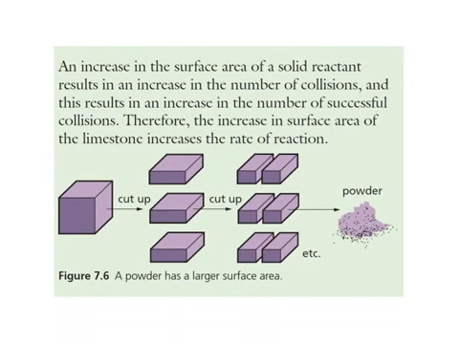Now, the surface area can increase. What is happening there actually? If you are increasing the surface area of a solid reactant, it results in an increase in the number of collisions. As we have seen in the collision theory, as the number of collisions increases, the probability of getting a successful collision will also increase. And if successful collisions increase, then more products will be formed.